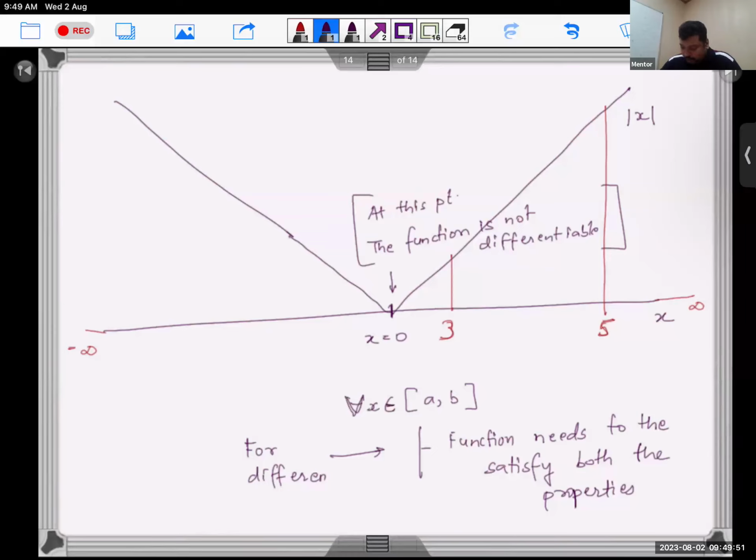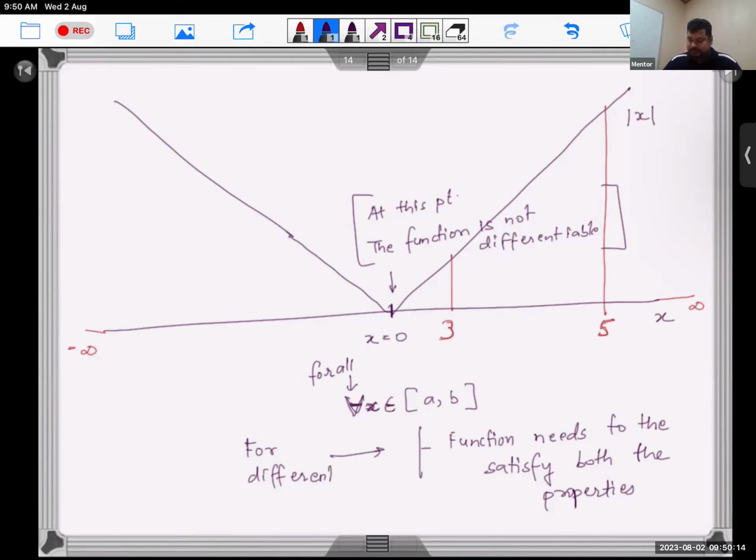This is the symbol for all. This means for all x. For all x in the range of a to b, if a is minus infinity, b is infinity. So if the function is continuous for all values of x, and it is having a smooth transition, then the function is differentiable, otherwise not.